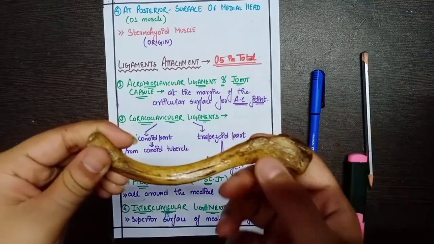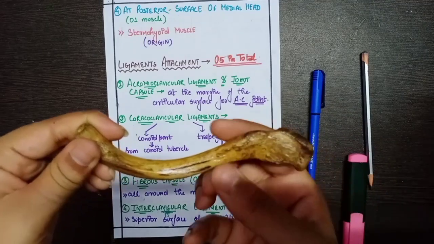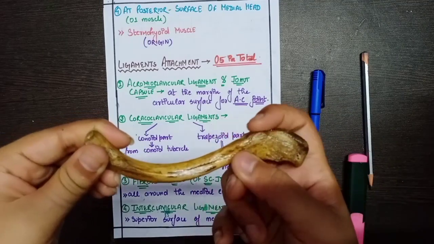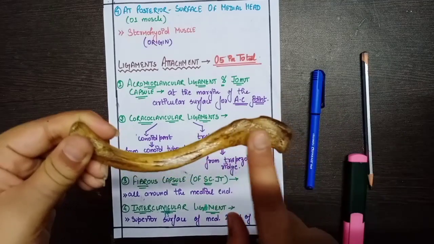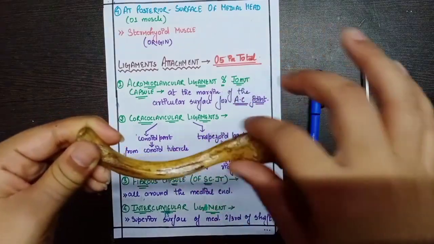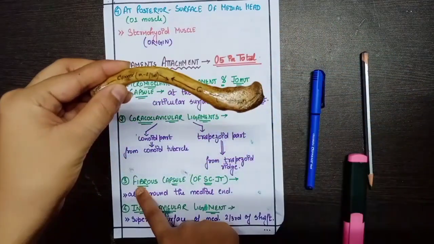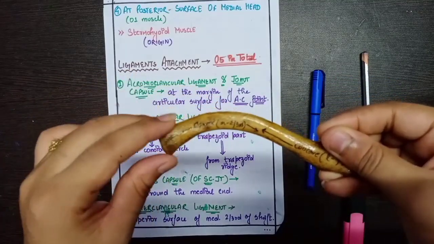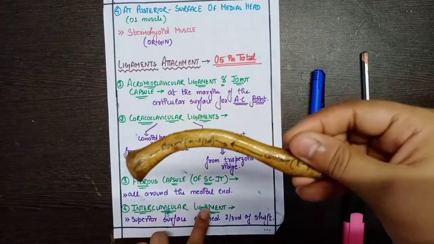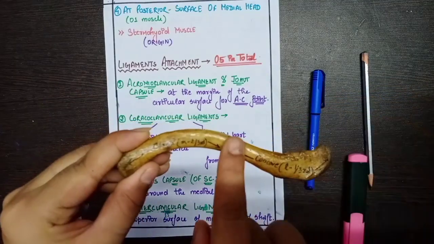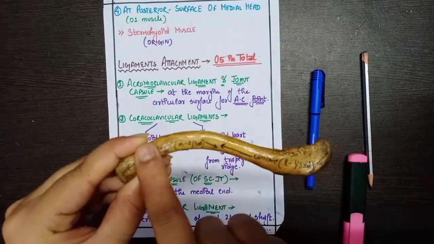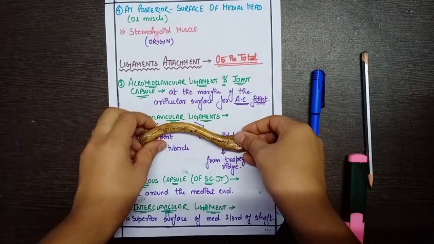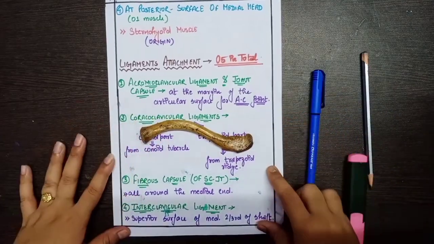The trapezoid part arises from the trapezoid ridge and the conoid part arises from the conoid tubercle, which is present in the inferior surface of the lateral shaft. Then you have the fibrous capsule that is all around your medial end. Then we have the interclavicular ligament, which is present in the medial 2/3 of the shaft of the clavicle. So that is all about the muscle and ligament attachment.